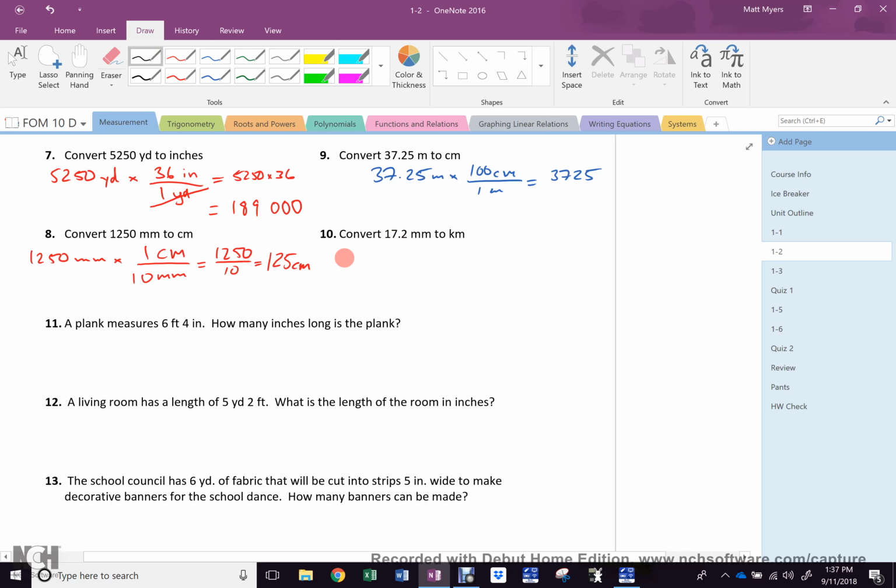We started with 17.2 millimeters. So what's the next one that we know we can get to? Centimeters, right? So we're going to set it up once. So we want centimeters. Sorry, other way around. We want centimeters. 1 centimeter equals 10 millimeters. Right? But we don't have that on the chart. So we got to go step by step.